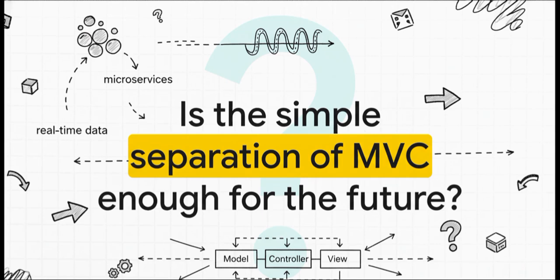Which brings us to a really interesting final question. MVC was created to solve the problem of complexity. But as our applications get even more complex, we're talking microservices, real-time data everywhere, is this classic three-part split still the ultimate answer? Or is it just the foundation for whatever comes next? It's definitely something to think about.